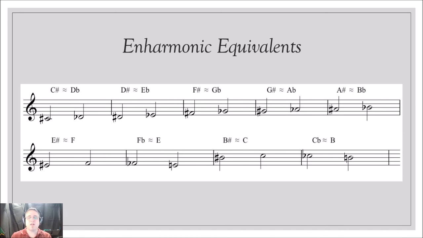So again, enharmonic equivalents are notes that are spelled differently but sound the same, and are used to keep notation consistent within a given key signature.